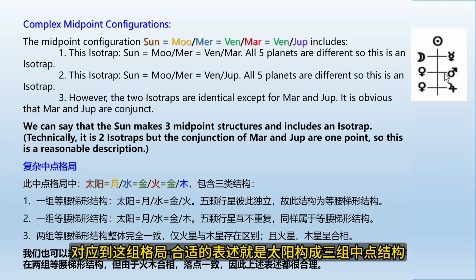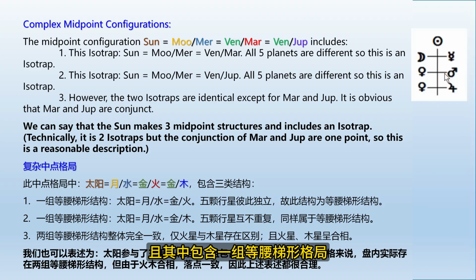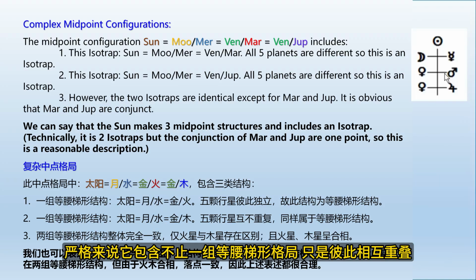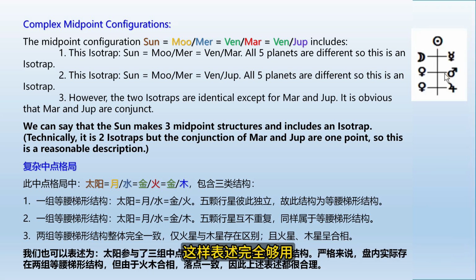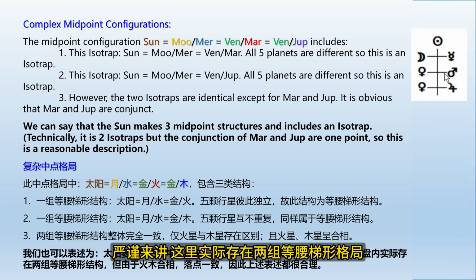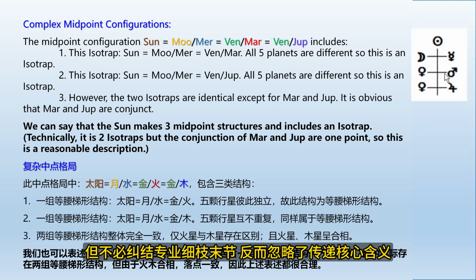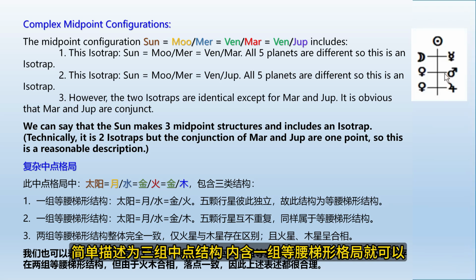So for this pattern, I think it makes sense to say the Sun makes three midpoint structures, and it includes an isotrap. Actually, it includes more than one isotrap, but they overlap. So just say it includes an isotrap. It's good enough. Technically speaking, it has two isotraps. But don't let your technical details blur your ability to communicate the basic idea. Just call it three midpoints that includes an isotrap.